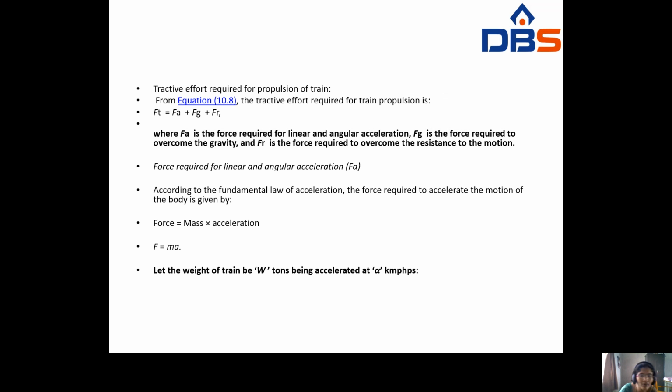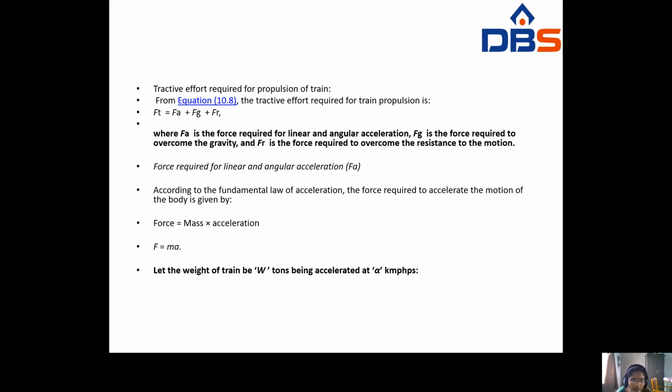Next, the tractive effort required for the propulsion of the train. For the propulsion of the train, if the train is to move, force will be acting due to acceleration Fa, due to gravity Fg, and to overcome the effective resistance Fr. That means Ft equal to Fa plus Fg plus Fr. When you sum up these three values, you get the total tractive effort.